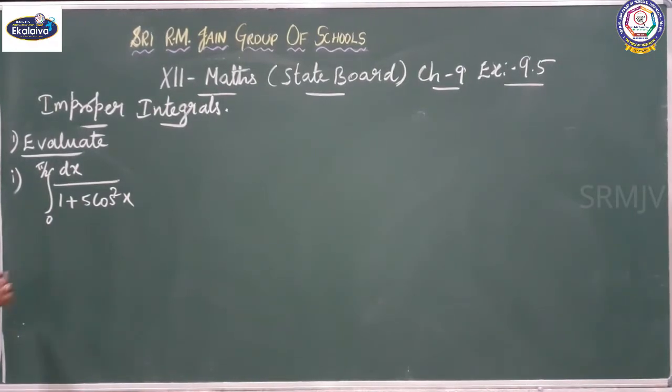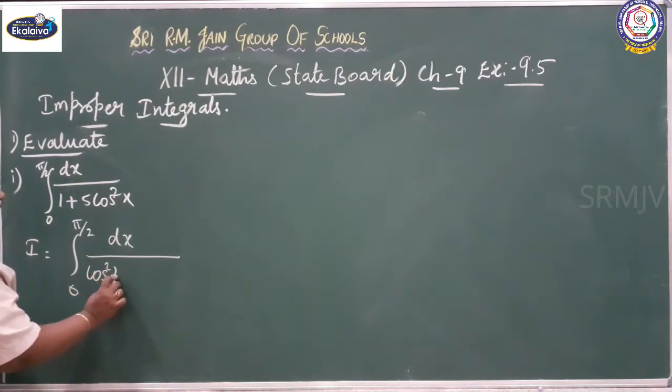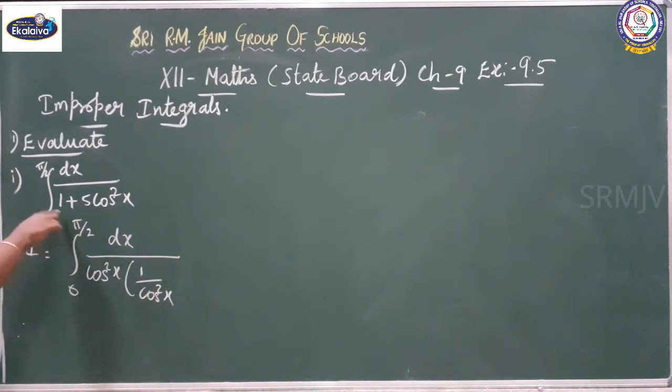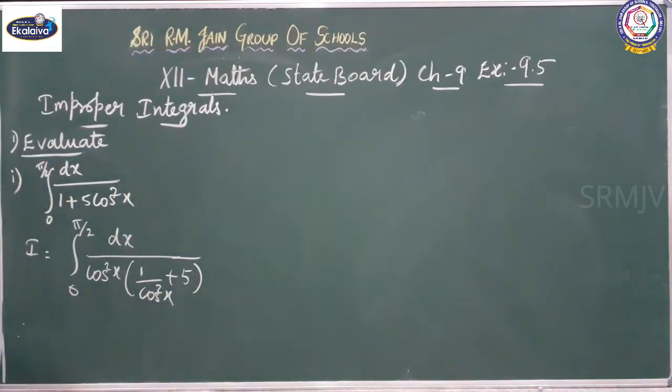Say you can take it as I equal to integral 0 to pi by 2 dx by, you can take cos square x out, cos square x into 1 by cos square x, because it is not a multiple of cos square x, so you can divide, plus 5. What is 1 by cos x? It is nothing but secant x.